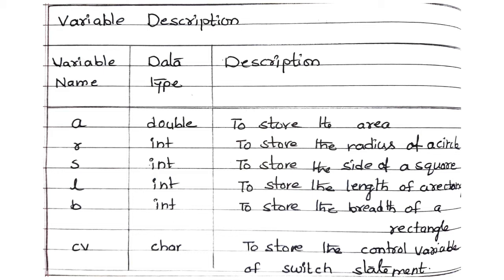A is a double type data to store the area. R is an integer type data to store the radius of a circle. S is an integer type data to store the side of a square. L is an integer type data to store the length of a rectangle. B is an integer type data to store the breadth of a rectangle. CV is a character type data to store the control variable of the switch statement.